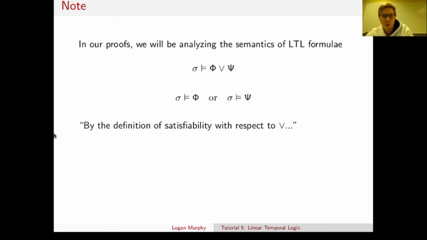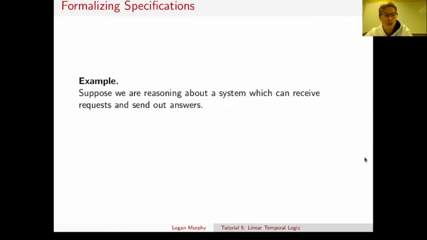When I go through a proof a little bit more quickly, I'll say something like, by the definition of satisfiability with respect to disjunction, when I'm making the transition from this sentence to this sentence. But I'll usually just write something like this, right? So we go from this sentence, if and only if, and here's the semantic interpretation. And this indicates that we do this logical step according to the definition of satisfiability with respect to disjunction.